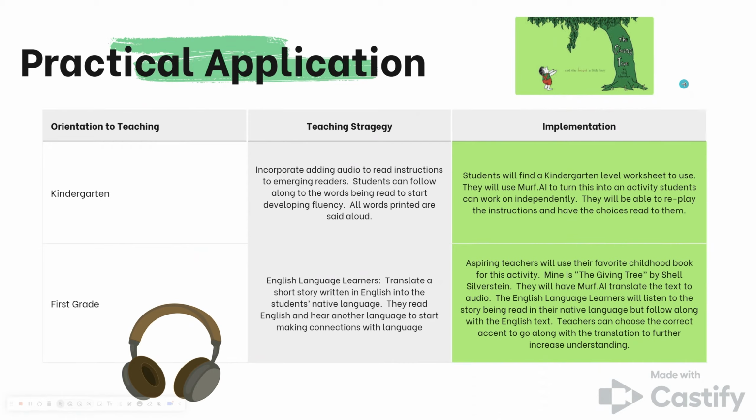They'll find a kindergarten level worksheet and use Murf AI to turn this into an activity for students to work on independently. They can replay the instructions and have the choices read to them, so instead of the teacher having to read everybody's instructions, you have something doing it already.